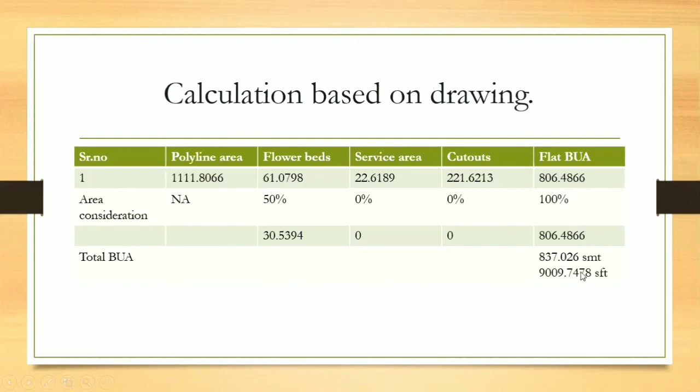Now the total built up area will be the area of flats plus the area of flower bed. This quantity has been derived in square meters. We multiplied this by a factor of 10.764 to convert it to square feet, which we can see over here. So this was the process of how we calculate built up area using AutoCAD.